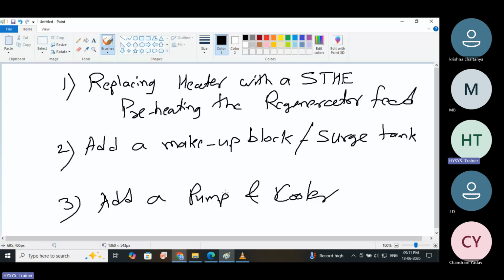So just in order to cope up with the pressure and temperature values, we will be adding the pump and cooler after this makeup block. So we will be now simulating these things. First, we will be replacing the heater with a shell and tube heat exchanger. Then we will be adding a makeup block, and then we will be adding a pump and cooler. So we will just go to the HYSYS window.